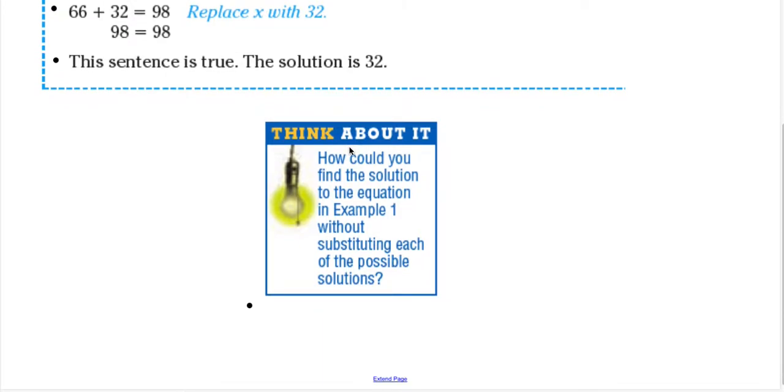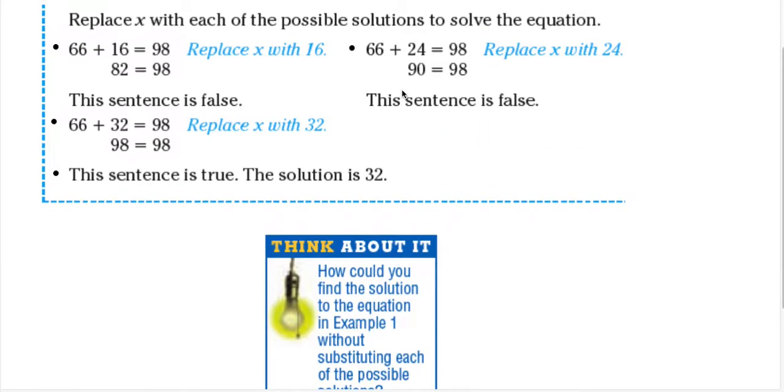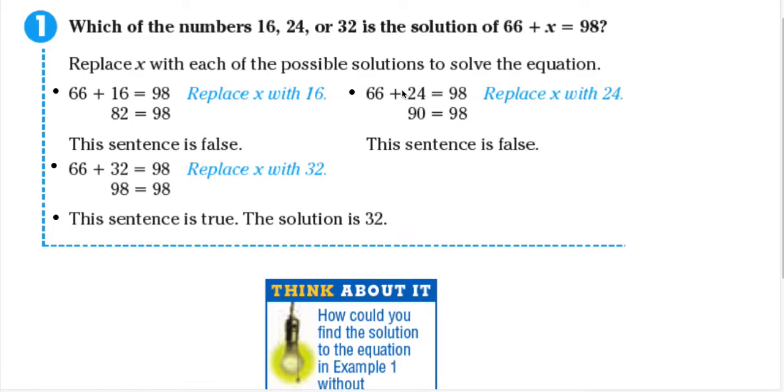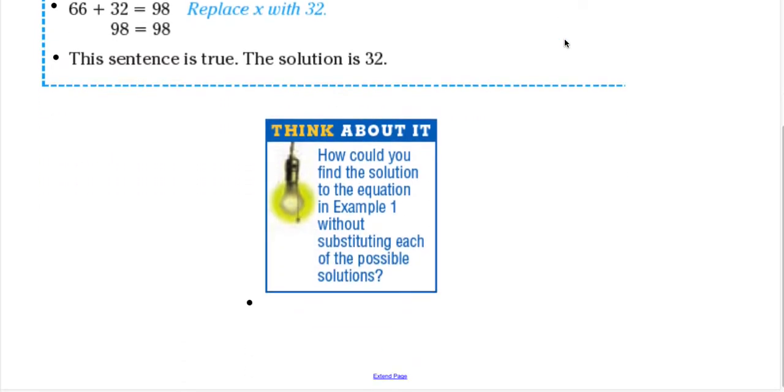How could you find the solution of the equation in example 1 without substituting each of the possible solutions? That is a good question. One way of finding the value of x in this case would be inverse operations. If you remember, to find the value of x, you need to subtract 66 from 98. To do that, simply get 98 and subtract 66.